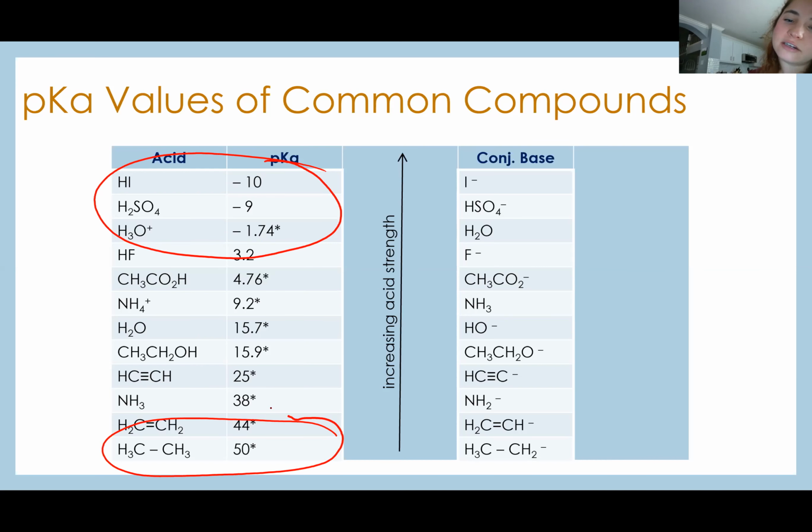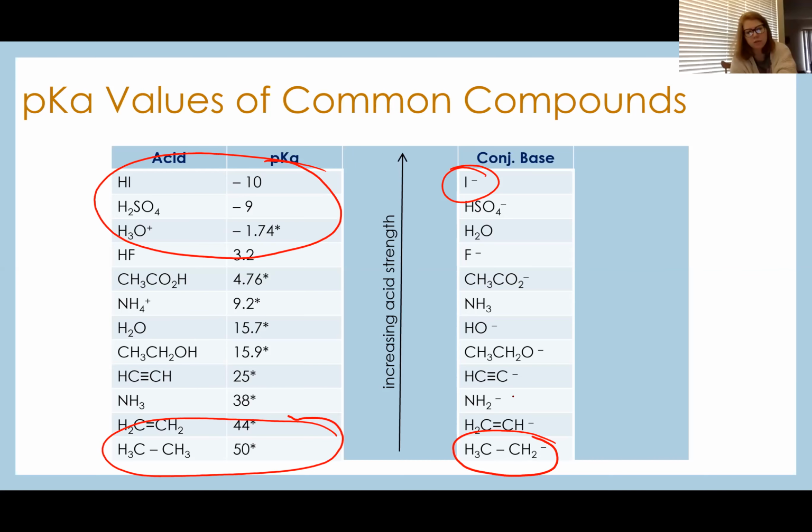So then if we look at our list of conjugate bases over here, which conjugate base is stronger, iodide or the conjugate base of ethane? Does anybody remember what the relationship is? Isn't it the opposite? Ethane of conjugate iodide? Right, it's the exact opposite.